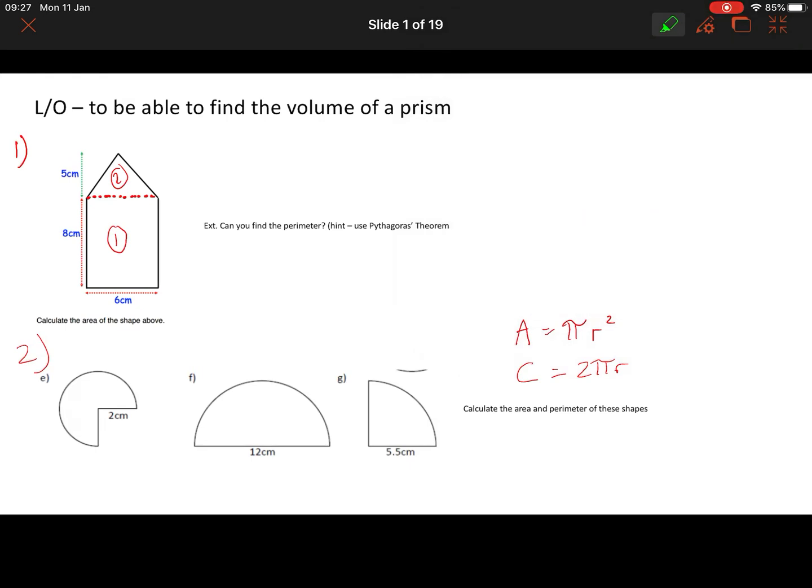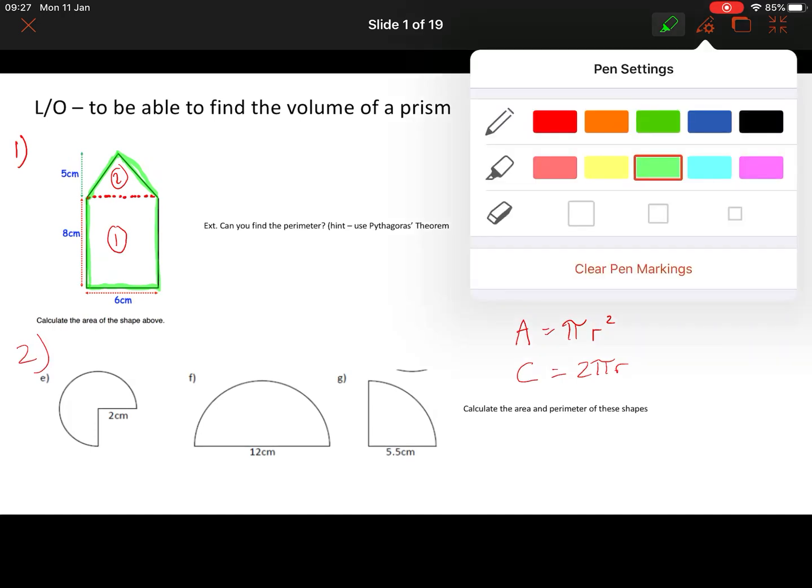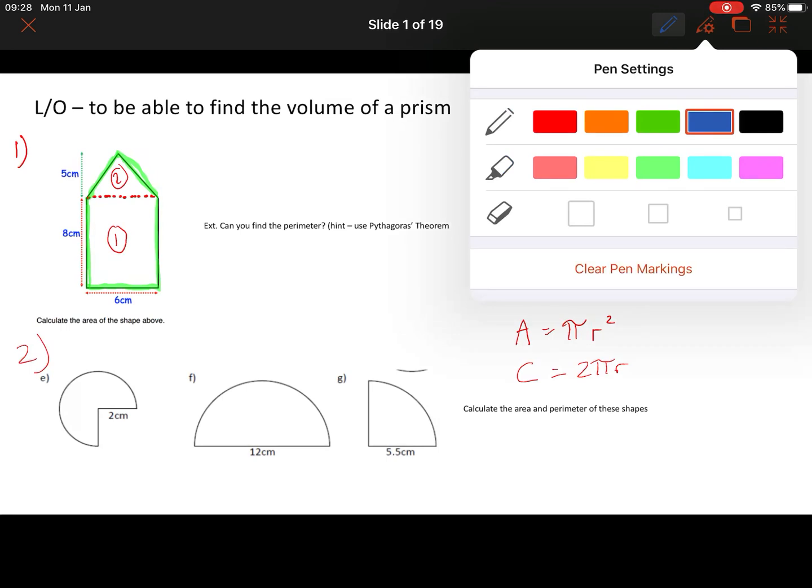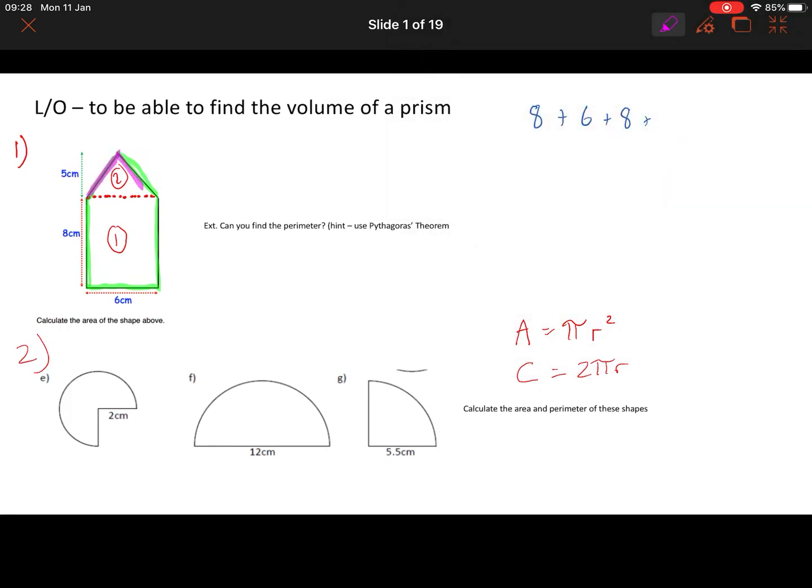Well, the perimeter is tricky here, actually. Remember what perimeter is. Perimeter is the distance around the entire length of the shape. So I need to add up all these green lengths, go all the way around the shape. So it starts off nice and easy because it's going to be 8 plus 6. Sorry, my alarm's going off there. Stop that. 8 plus 6 plus 8. Okay? But what we don't know at the moment is the length of the sides of the triangle. So these two sides here, I don't know what they are.